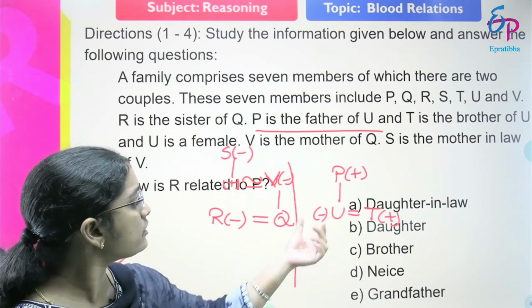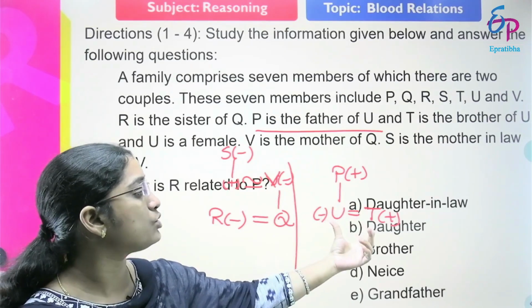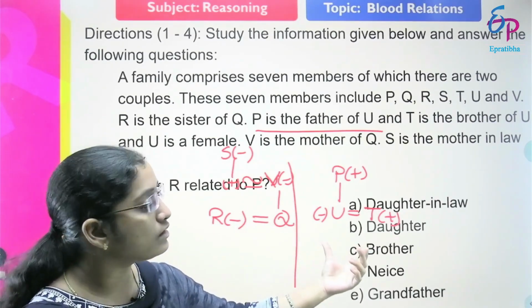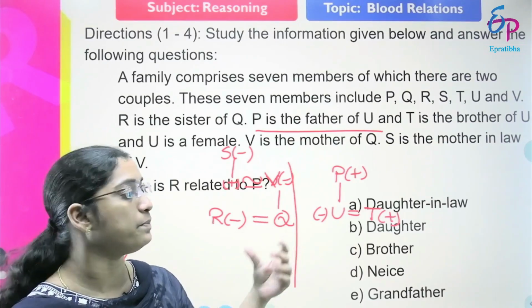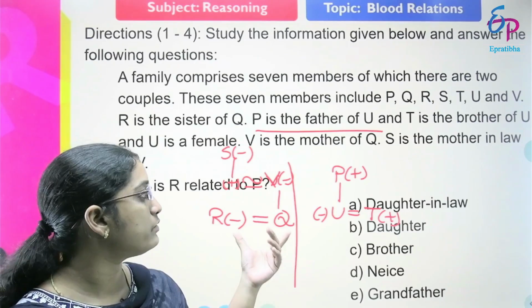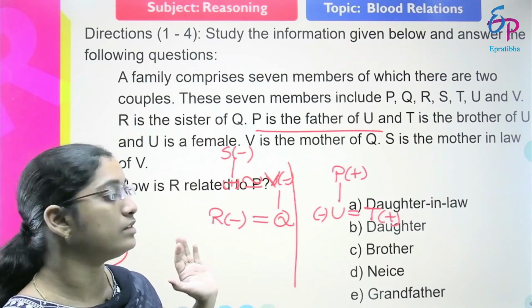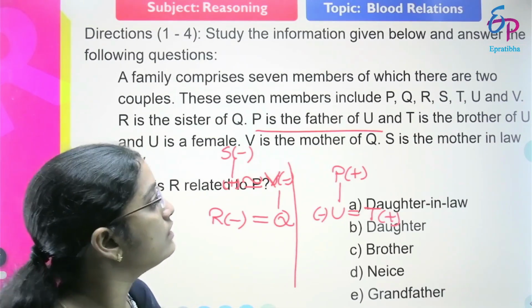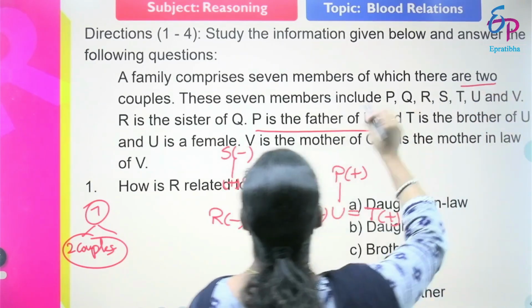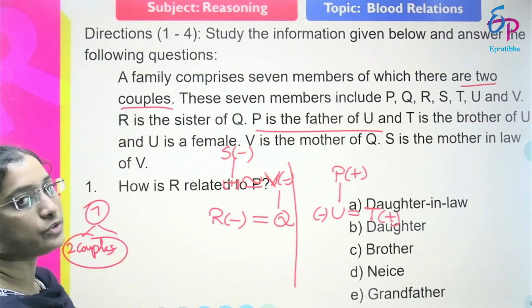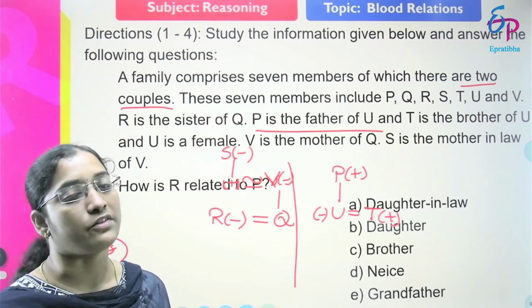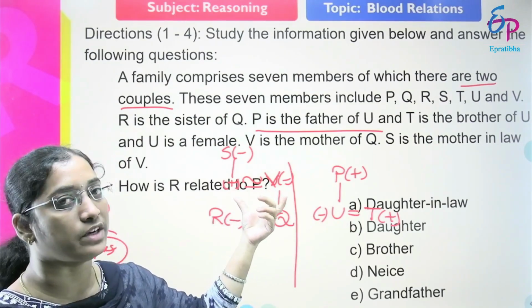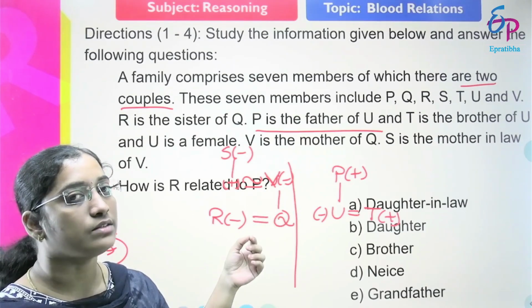But in case you take P as husband of V, R and Q are already children of V, right? Then we need to take U and T also as children of V and P. At that time we have 4 children for V and P, so definitely the diagram satisfies all 7 persons in the family. But we have one extra piece of information: out of 7 members, 2 couples are there, so definitely we need 2 couples. But if we take P as the husband of V, we get only 1 couple, friends. We are not getting 2 couples. That's why that is the wrong choice.